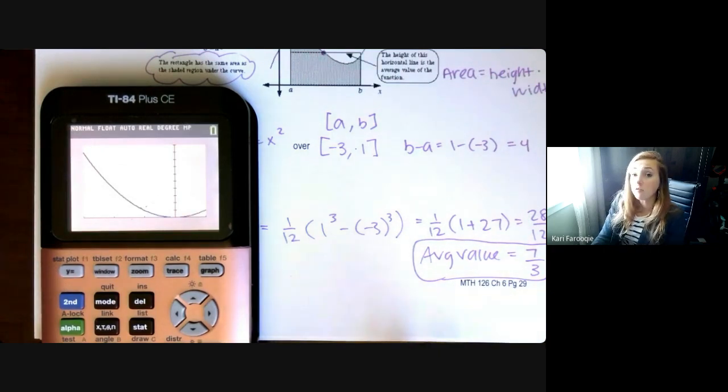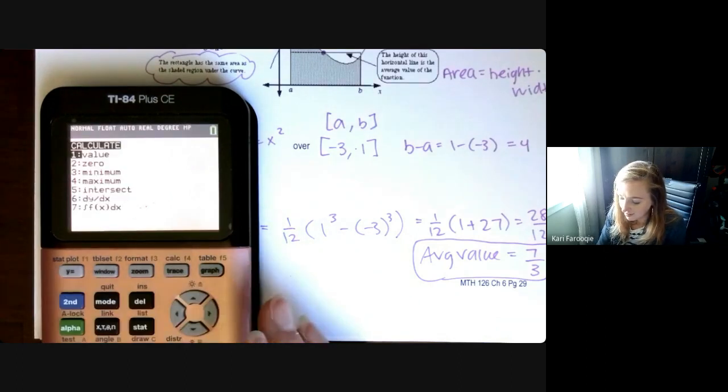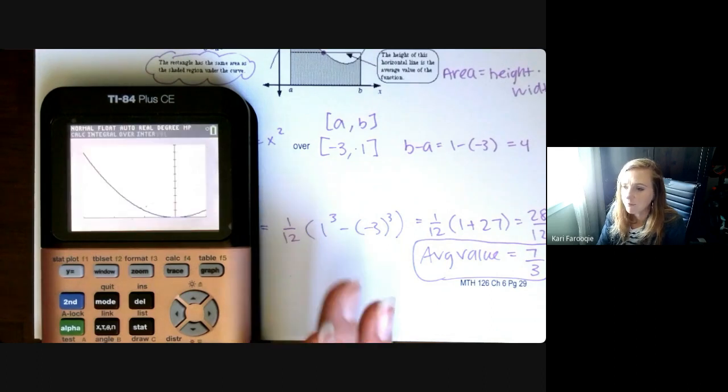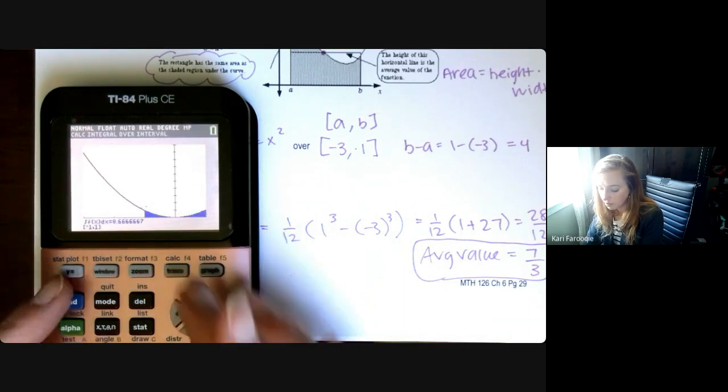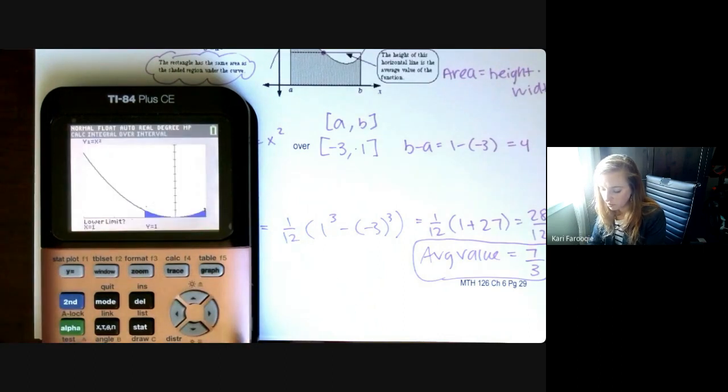Okay, so that's y equals x squared. If you would like, let's see if we can calculate the area using number 7, from -3 to 1. Okay, so this gives us our whole area.